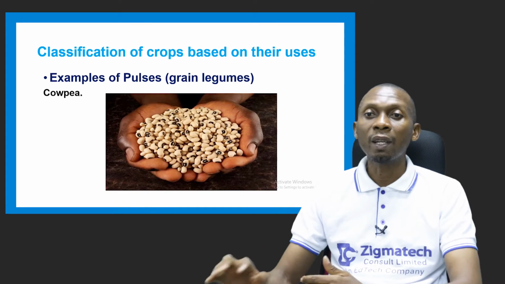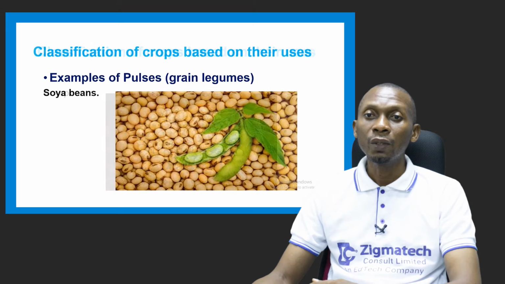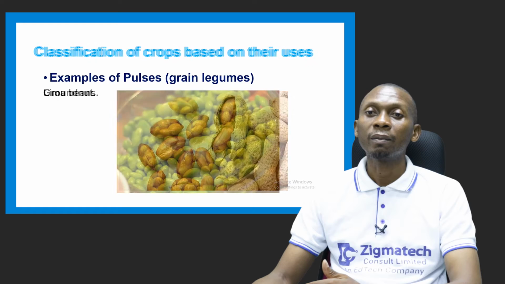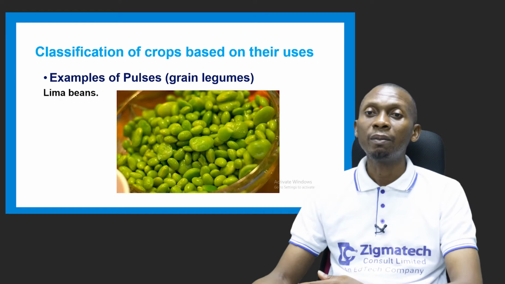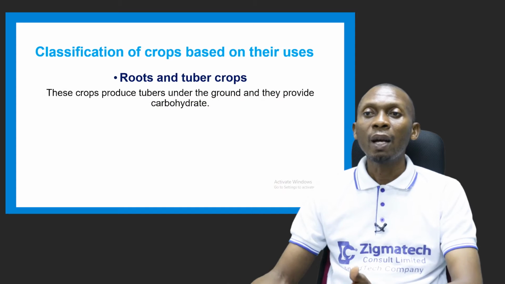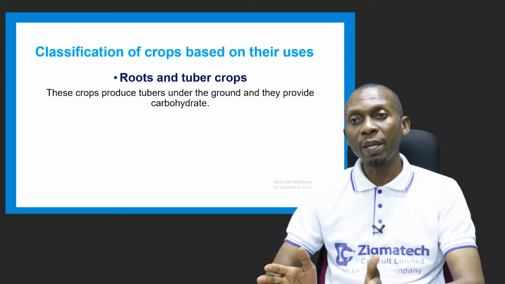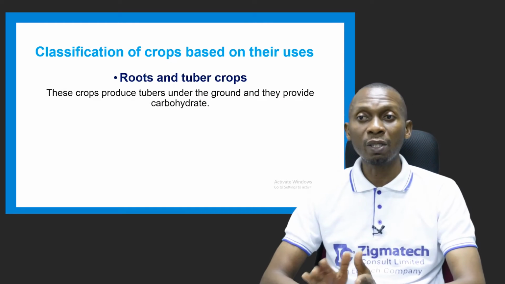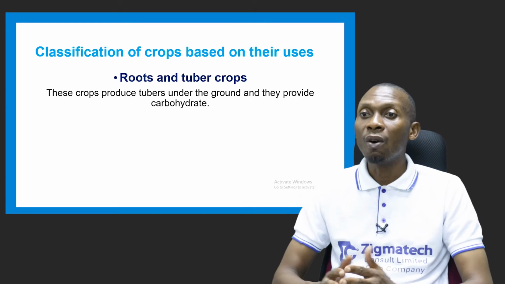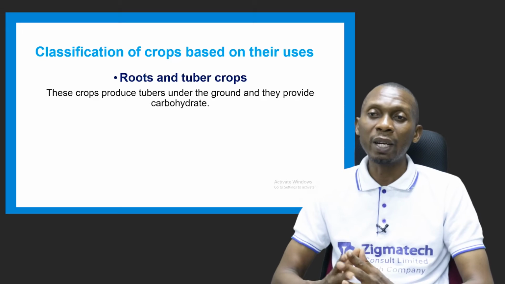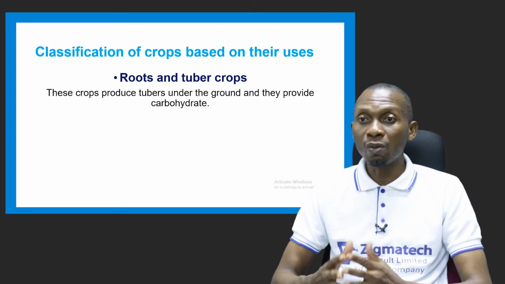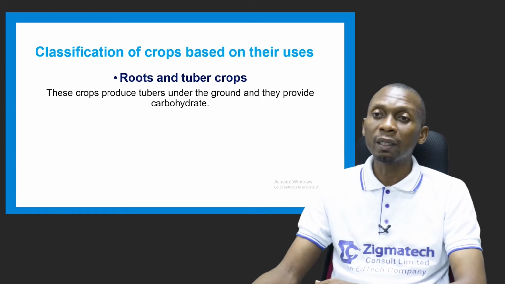Examples of such crops we have are the cowpea, soya bean, groundnut, lima beans, pigeon pea. Now, based on their uses, we have crops that are called roots and tubers, and these crops produce tubers under the ground which help to provide carbohydrates. So they are rich sources of carbohydrates, just as cereals. They are used to provide us with carbohydrates.